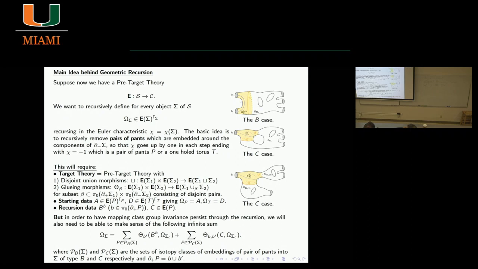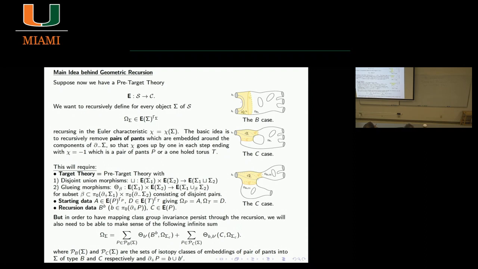And therefore, we end up at the following iterative formula: omega sigma is simply the sum over all possible ways of embedding a pair of pants of this type up to isotopy. You apply the gluing map where you stick in the recursion kernel with respect to B here, and then you stick in what you have already glued for the complement. And then you use the gluing morphism, you get an element in E of the vector space for the glued surface, and then you sum.